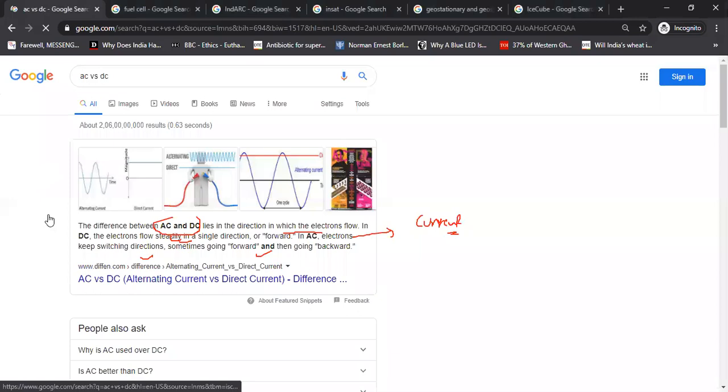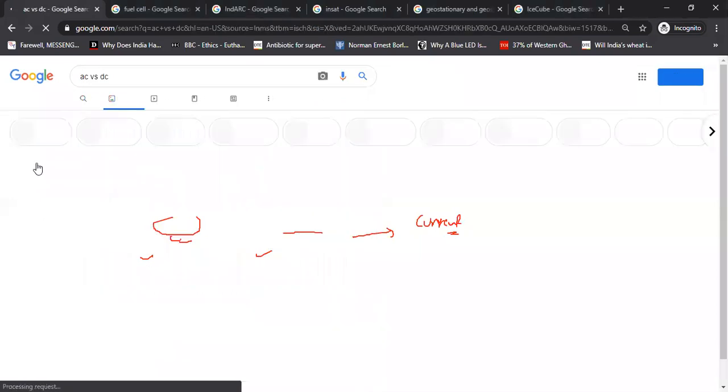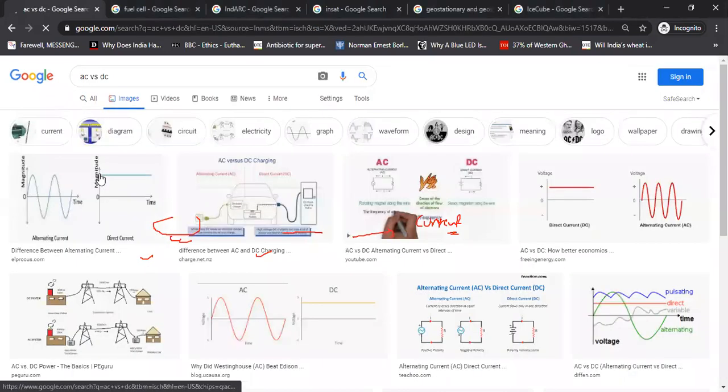Now, if you want to see certain images, this is an alternating current image. The magnitude of current is continuously changing, whereas in the case of direct current, the magnitude is constant. Okay, now let's see the fuel cell.